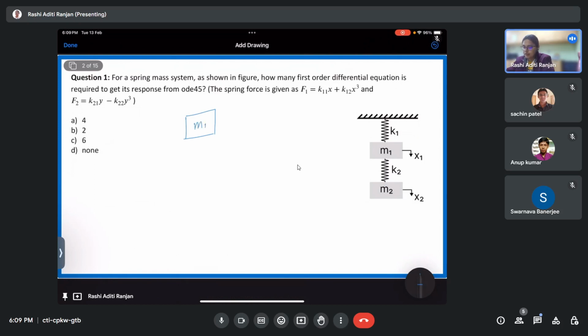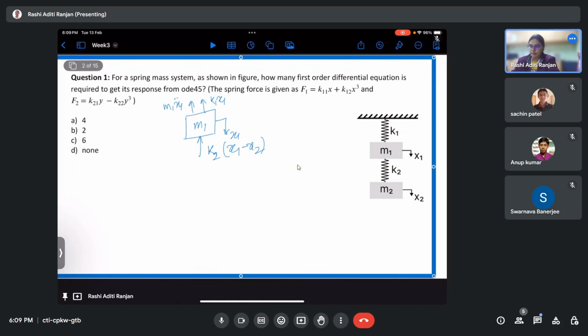So we'll have two governing equations, right? For the mass m1, we have x1 here. If this is going downwards, a spring force K1 x1 is going to be applied like this. We'll have an inertia force like m1 x1 double dot. Apart from that, we are going to have the force due to the spring with stiffness K2 as well, which is going to be K2 times the relative displacement, x1 minus x2. Correct? I'm not going into the depth because I've already discussed this question.